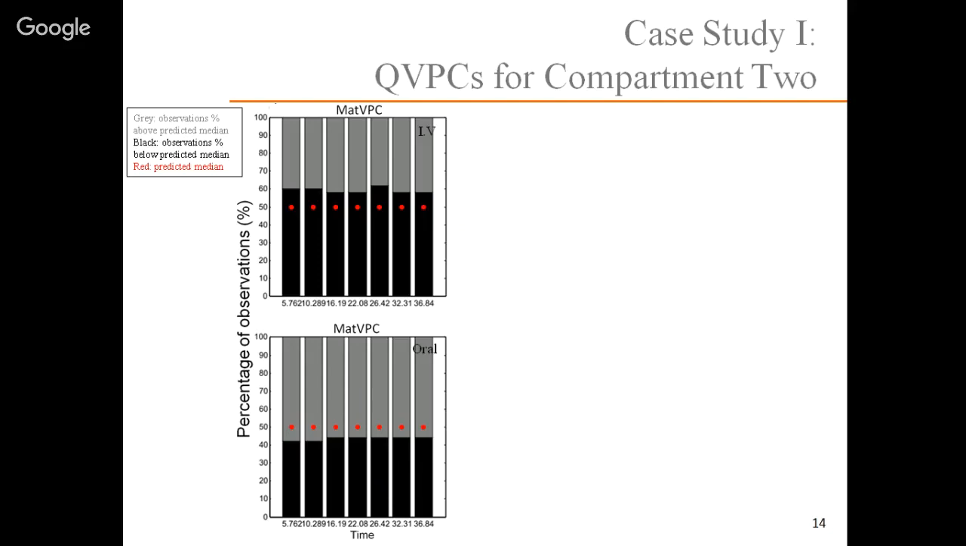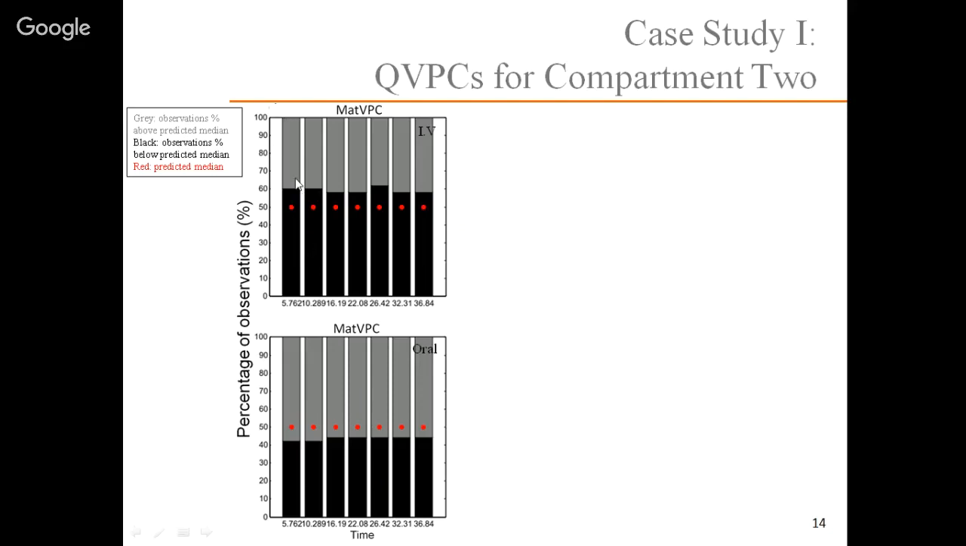What other tools cannot do is generating automatically QVPCs, and this is what we did here for compartment 2. Here I'm showing the QVPCs for the same model. The y-axis shows the percentage of observations. The x-axis shows the time points. Each bar corresponds to a different time point for which we had observations.